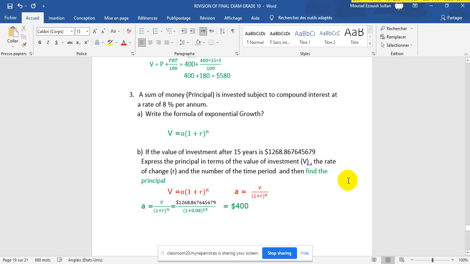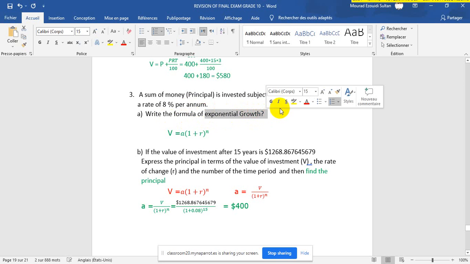Okay, so now the last question: a sum of money, which is principal, is invested subject to compound interest at a rate of 8% per annum, meaning every year. Write the formula of exponential growth. So the formula of exponential growth, my daughters, this is the key. Exponential growth is that.